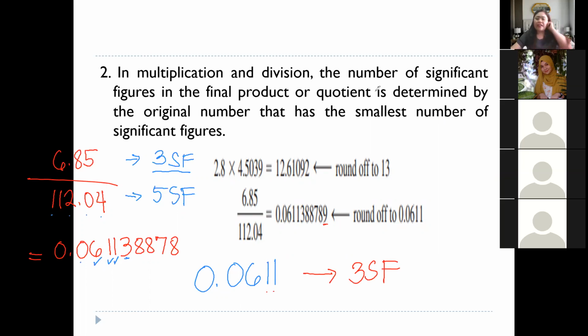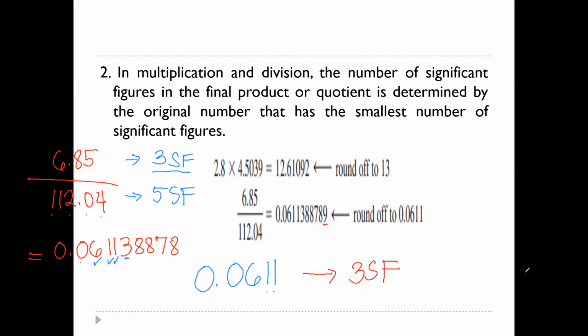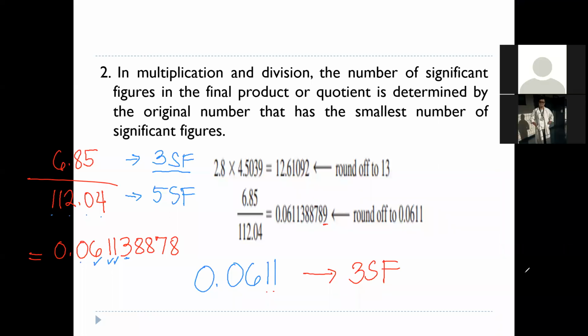Okay, any question with this one? If there's something you didn't understand, please ask, class, so that we're ready before the quiz or exam. No questions. So do not forget: number 1, in addition or subtraction, your final answer should have the least number of decimal places. But in multiplication or division, it should be the least number of significant figures. That's how you do it.